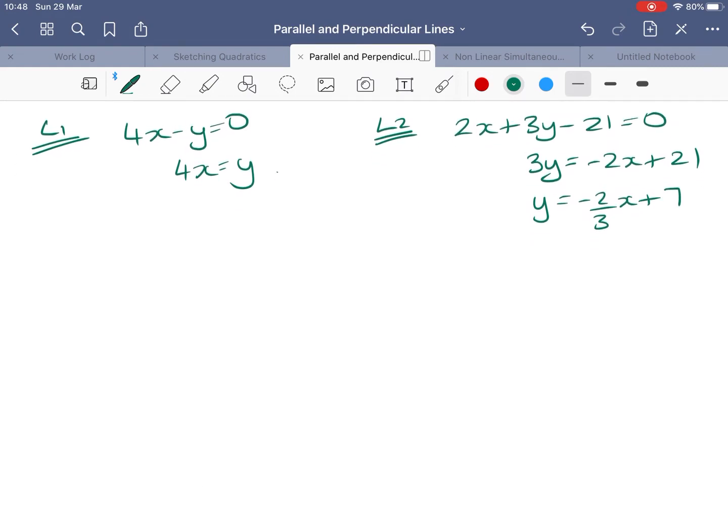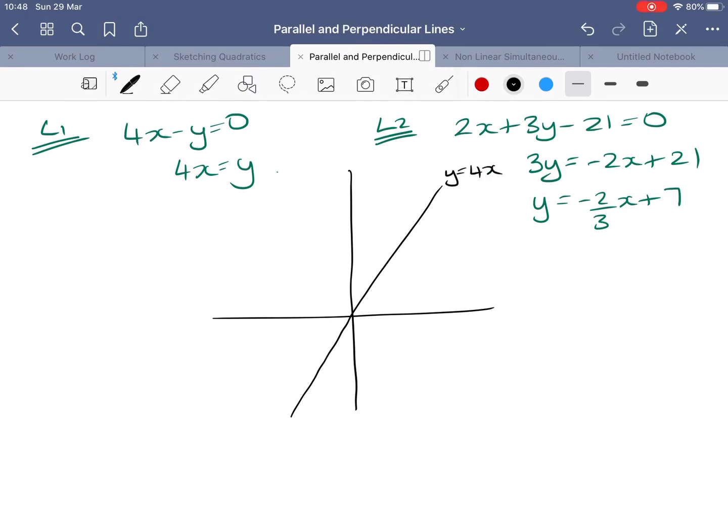And now I've done that, I can actually sketch these two a lot more easily because I know the gradients and I know where they cross the y-axis. So L1, gradient of 4, really quite steep gradient. So that's y equals 4x going through the origin. L2 crosses the y-axis at 7 and it's the negative gradient, so it's going downhill and it's quite shallow. So I'm going to have to extend my axes. It looks a bit like that. So I've got y equals minus 2/3 x plus 7.